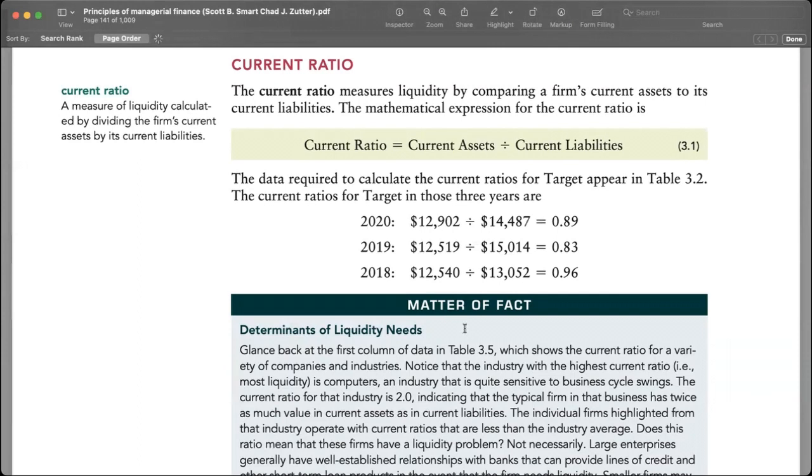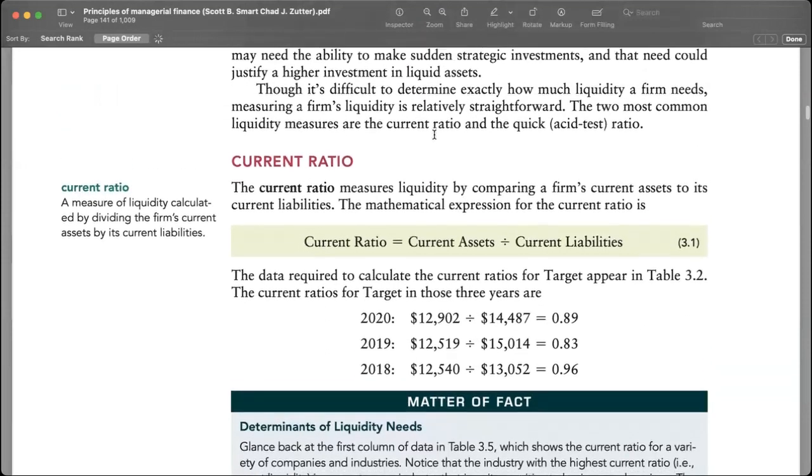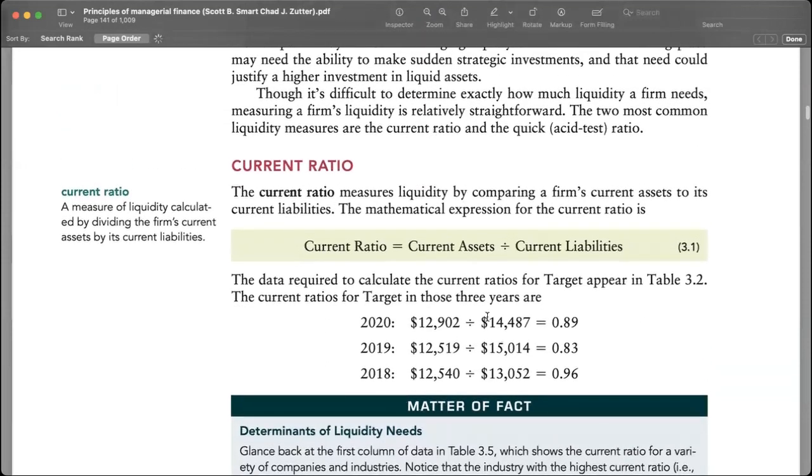They have taken current asset of 12,902. So let us see where we get this 12,000 figure for Target Corporation. So if we go upward, I'm confused whether I'm using that computer or this computer. So remember these figures, 12,000 current asset and 14,000 current liabilities. Okay, tell me.